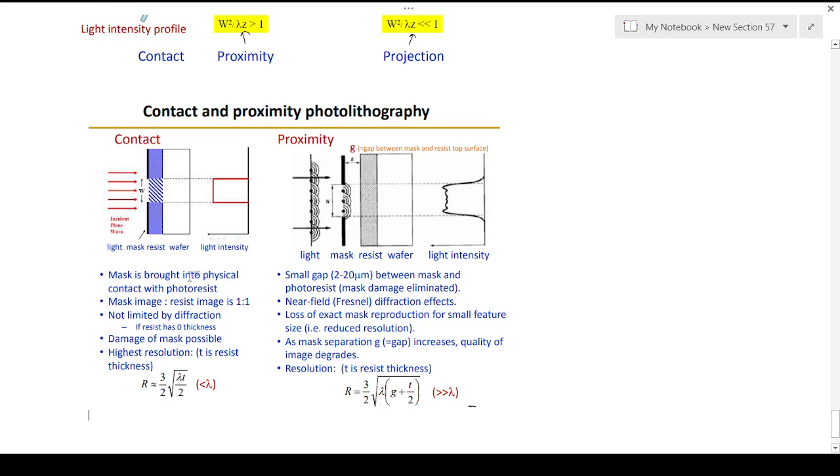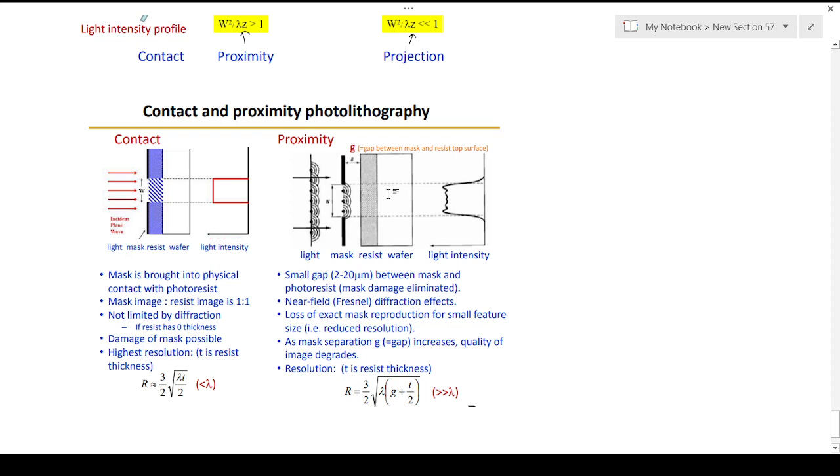So here the mask is brought into physical contact with the photoresist. Okay, and the resist image is 1:1, and it is not limited by the diffraction pattern. So damage of the mask will be possible in this case as well. We will get a high resolution with respect to the thickness, and you can see the thickness and resolution relation here.